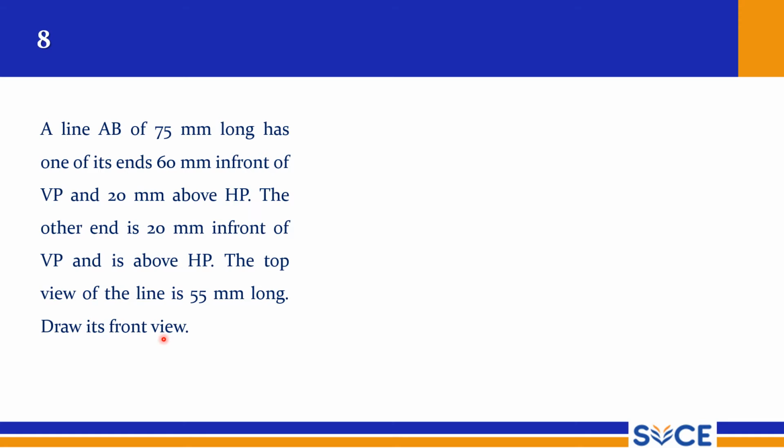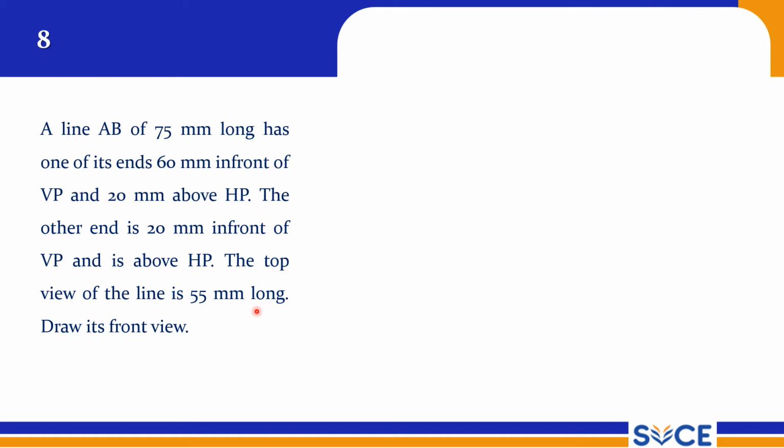So the top view length is given, and the true length is known, and one end is 60 in front of VP and 20 above HP. For the other end, the distance in front of VP is given, and the distance above HP is unknown, so that should be found out. Instead, the top view length is given directly. It means that ab, in small letters, has length 55. It is a similar kind of problem we have seen earlier, and we can solve it in the same steps.